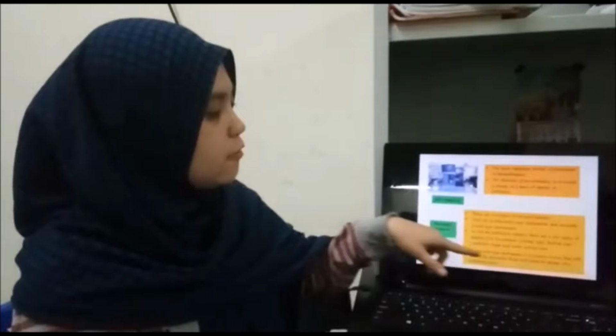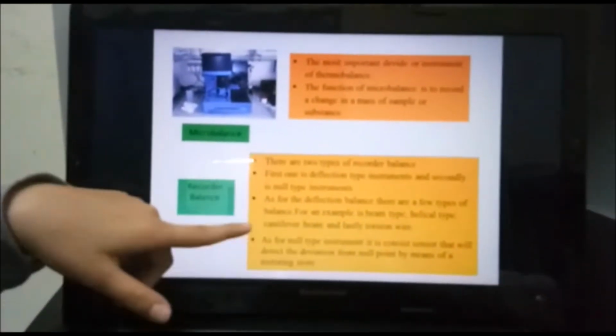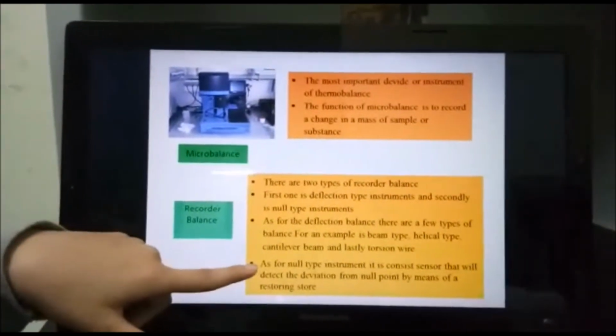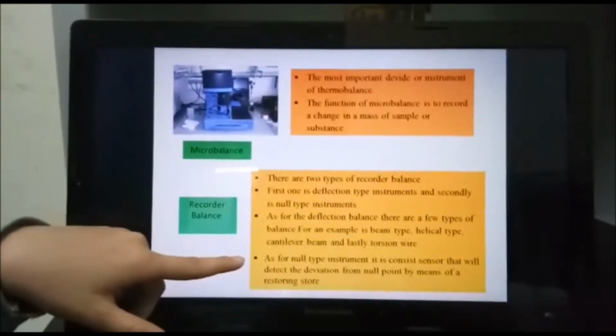For the deflection balance, there are a few types, for example beam type, helical type, cantilever beam, and lastly torsion wire. For the null type instrument, it consists of a sensor that will detect the deviation from the null point by means of a restoring force.